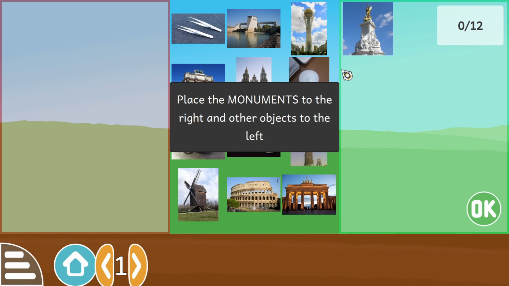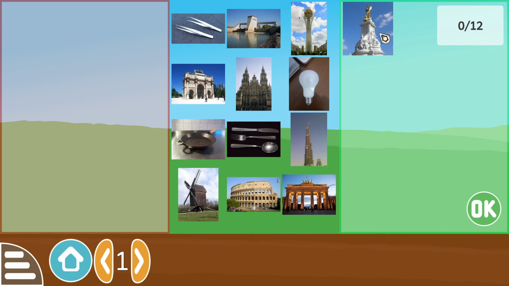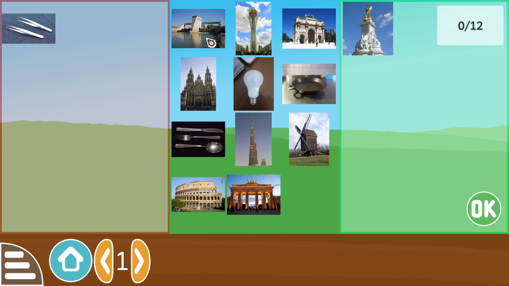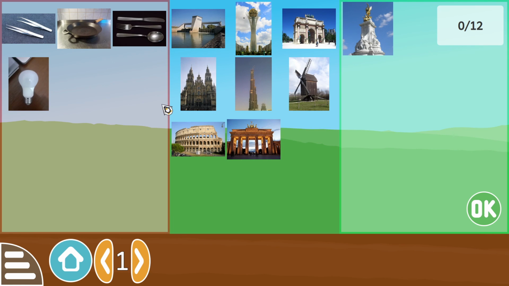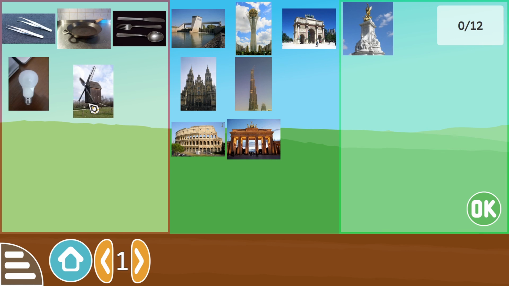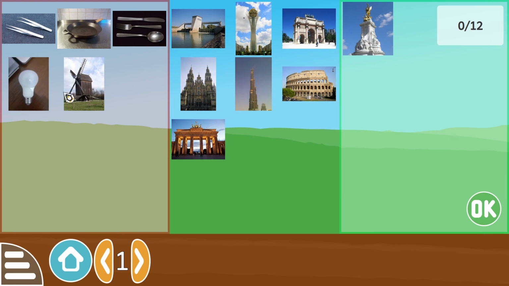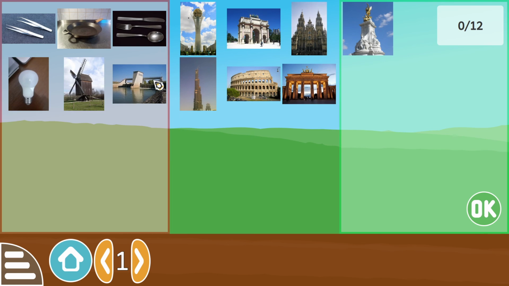So a monument is a big building attraction area. So the tweezers you'd find at home, a fry pan, cutlery, light, you wouldn't. A windmill, I wouldn't consider a monument because they could see dozens or hundreds of them. And I'm going to say a dam isn't by itself, but you might have a large dam like a tourist attraction that is. So this looks to be big and grand monument.